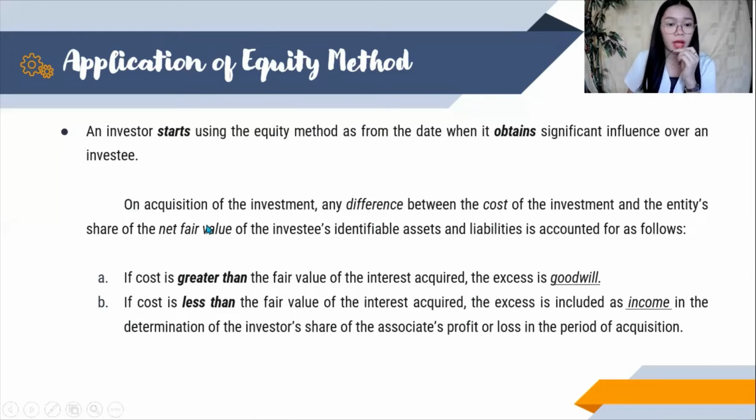So on acquisition of the investment, any difference between the cost of the investment and the entity's share of the net fair value of the investee's identifiable assets and liabilities is accounted for as follows. A, if cost is greater than the fair value of the interest acquired, the excess is goodwill. B, if cost is less than the fair value of the interest acquired, the excess is included as income in the determination of the investor's share of the associate's profit or loss in the period of acquisition.